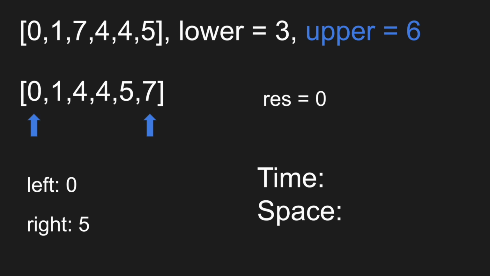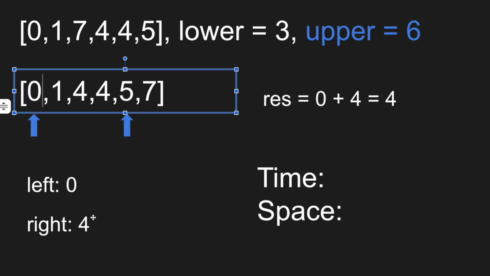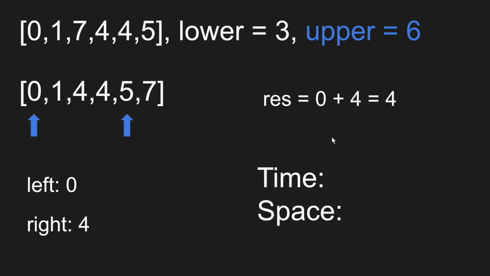And now we can calculate the upper bound. 0 plus 7 is greater, so we shift to the left. 0 plus 5 is less than 6, and we realize that with the left pointer 0, we can make 4 combos. 0 with 4, 0 with 1, 0 with 4, and 0 with 5. So we add 4 to result, and then we will shift the left pointer. 1 plus 5 is equal to 6, and we can make 3 with that. So we add 3 to result and shift the left pointer.